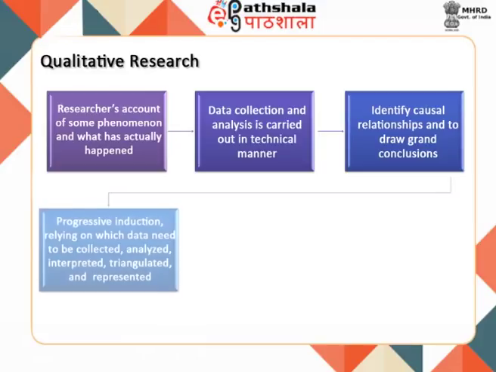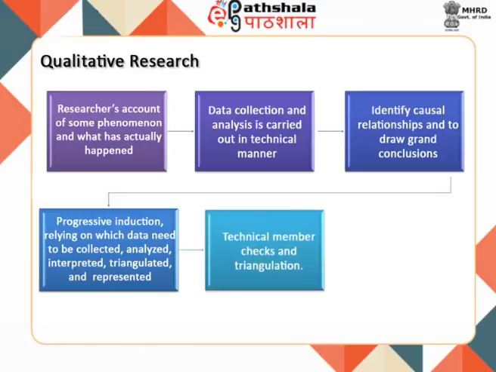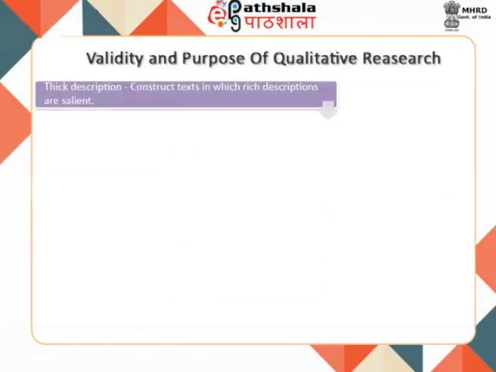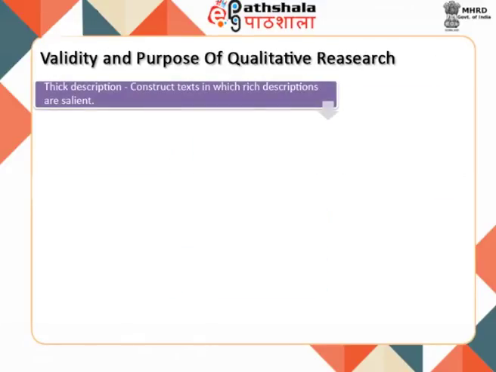Validity as a process involves progressive induction, relying on which data need to be collected, analyzed, interpreted, triangulated, and represented through a credible corresponding account. Major validity criteria are technical member checks and triangulation. Thick description tradition emphasizes that the researcher should construct texts in which rich descriptions regarding a phenomenon are salient.